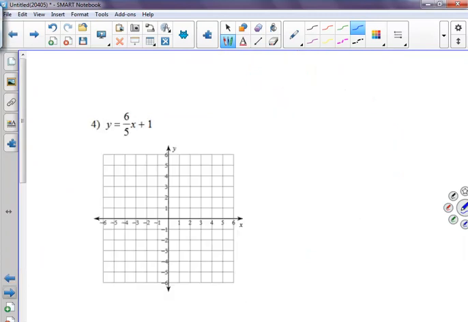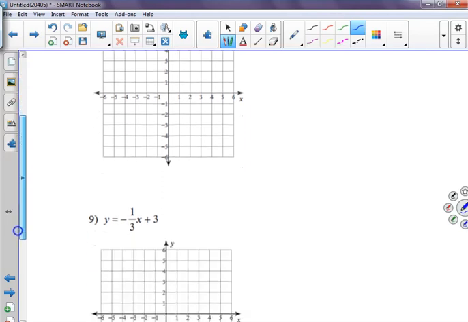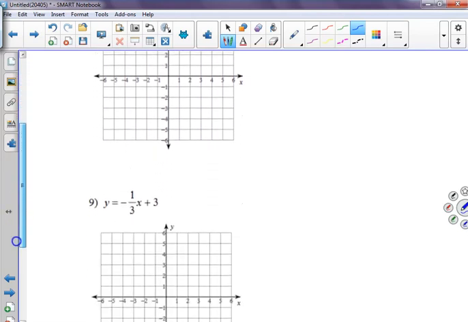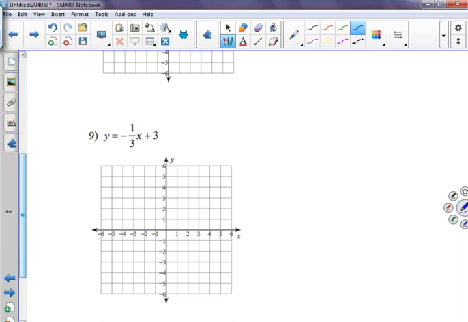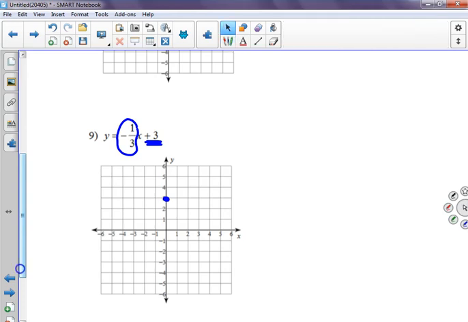Okay, so I don't think anybody really had a problem with graphing linear equations, but I'll just do this one just in case. Here's my y-intercept. That's where I start. Here is my slope. I have a negative slope here, so I'm going to go down 1 over 3. 1, 2, 3.